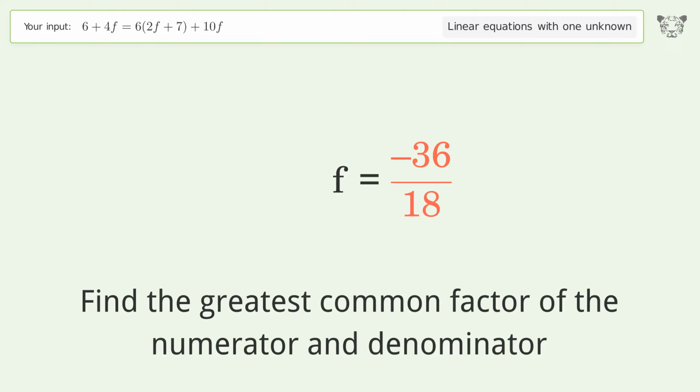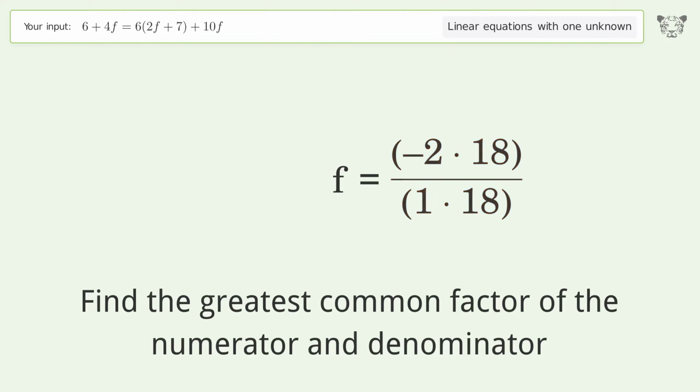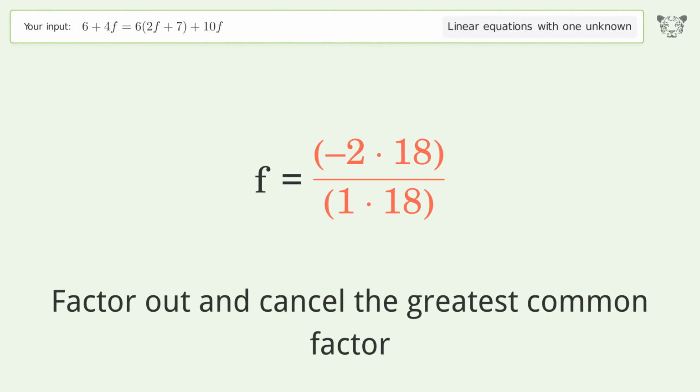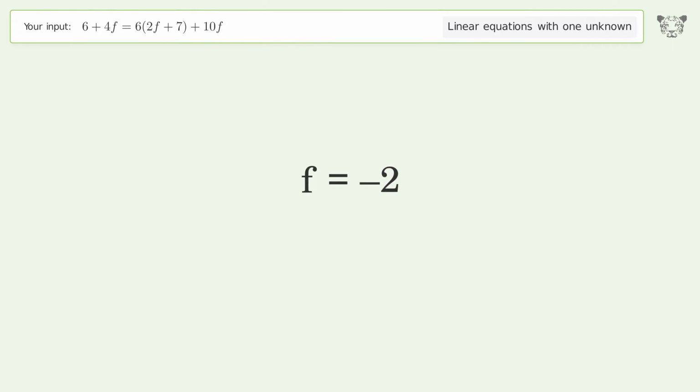Find the greatest common factor of the numerator and denominator. Factor out and cancel the greatest common factor. And so the final result is f equals -2.